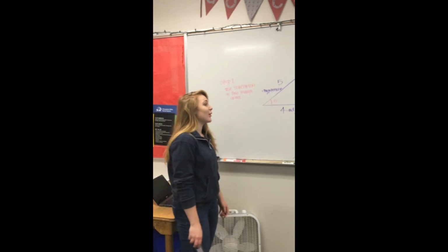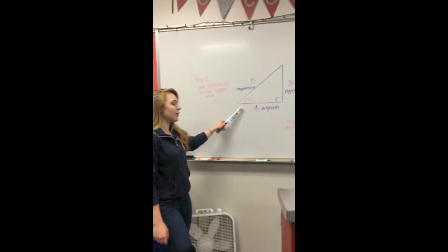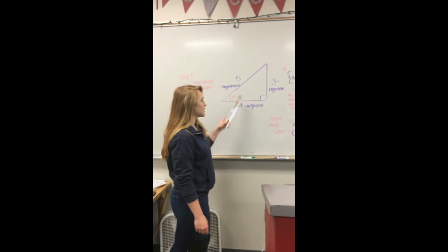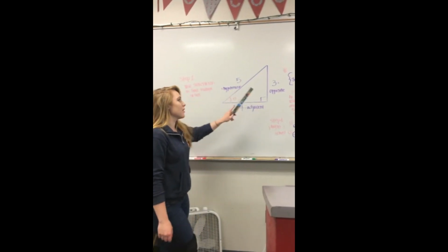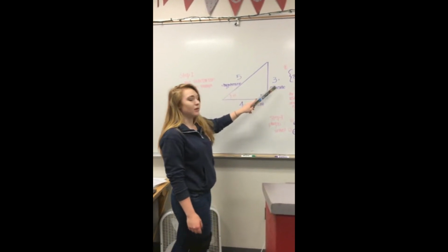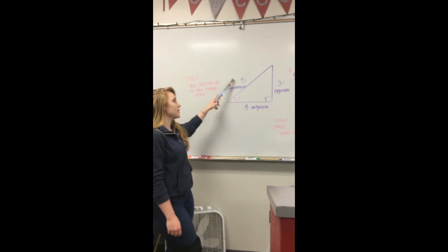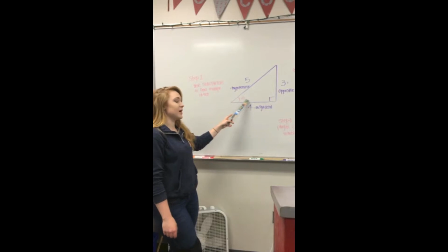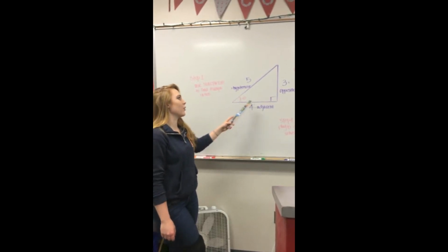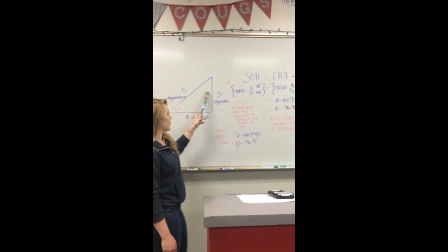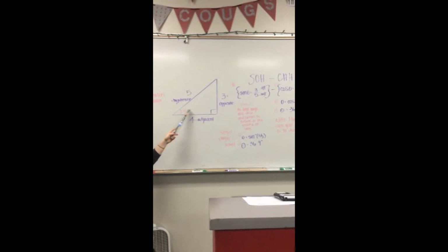Alright, this is SOH CAH TOA. If this is your triangle, you're going to find the trigonometric ratios based on the sides and their lengths. If this is opposite, it's going to be 3. If this is adjacent, it's going to be 4. And if this is your hypotenuse, it's going to be 5, because this is theta, the angle that we're going to be solving for. So for sine, it's opposite over hypotenuse, and so that would be 3 over 5.